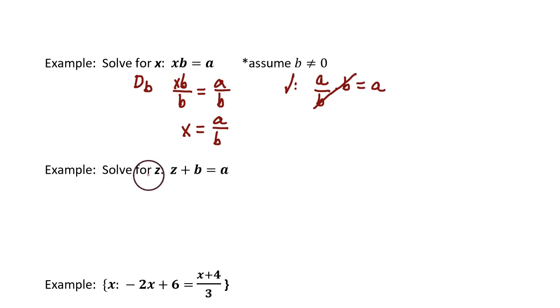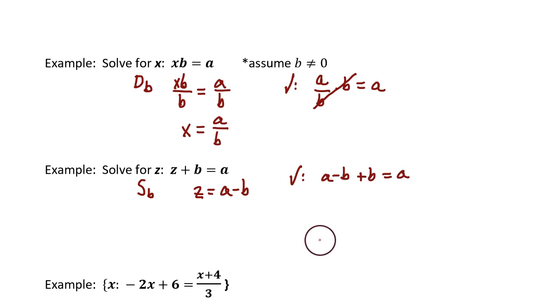Next example, solve for z. Let's subtract b from both sides. The left side turns out to be z, and the right side turns out to be a minus b. Let's check that that's the correct result. Where the letter z is in the original problem, substitute a minus b. And copy the rest of the equation exactly as it was. Let's see if the left side turns out to equal the right side. A negative b plus b makes 0, and so this is a equals a.